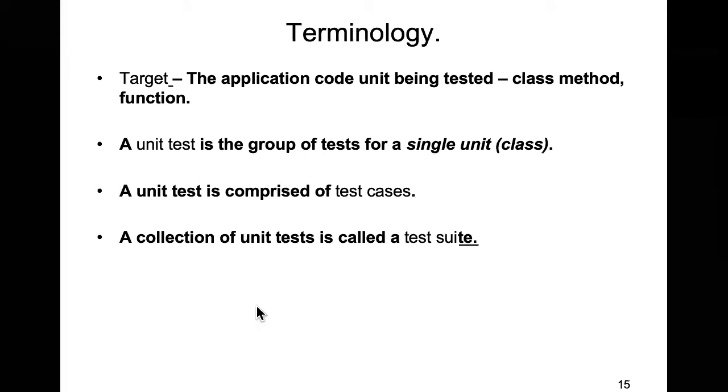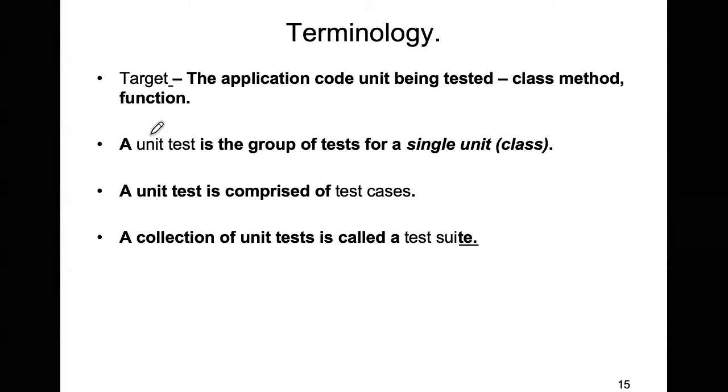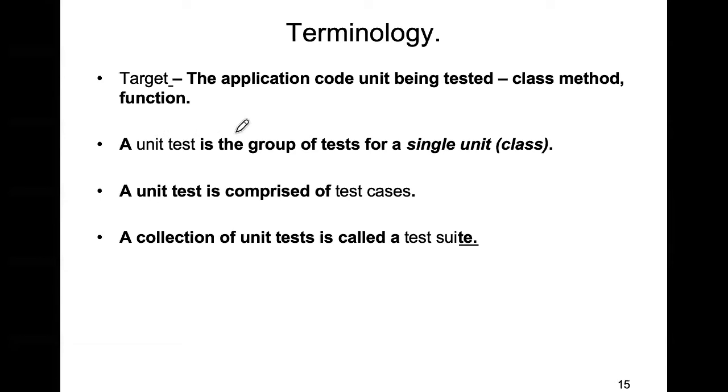Just some terminology. We talk about the target of our tests. In that little case study, the target would have been my catalog class, and the individual methods would be targets. We talk about a unit test. A unit test is a test for a particular unit of your source code, and the units in this case are individual JavaScript classes. A unit test is comprised of test cases, the group of tests for a single unit. So there are test cases for the various methods. Now you're going to have lots of classes in your application, so a collection of unit tests is called a test suite. These are just terms that we use: targets, unit test, test case, test suite.